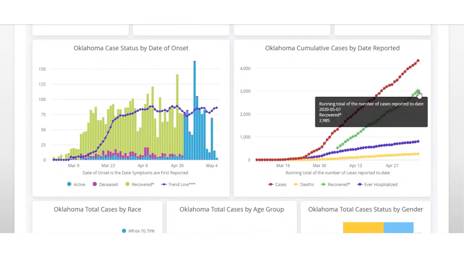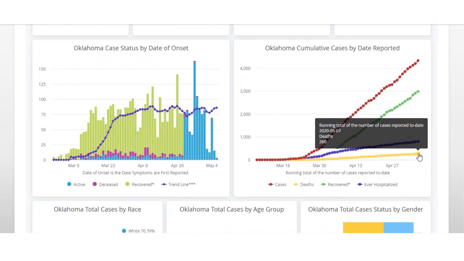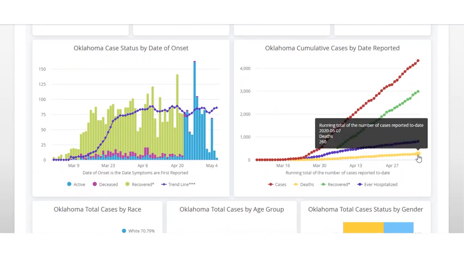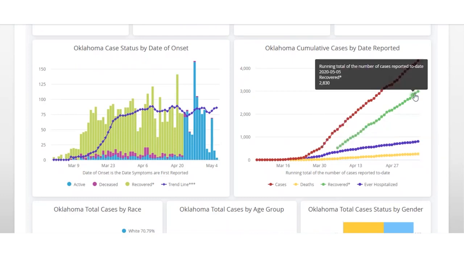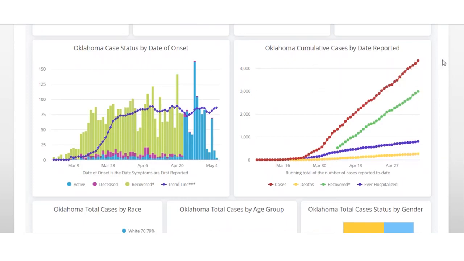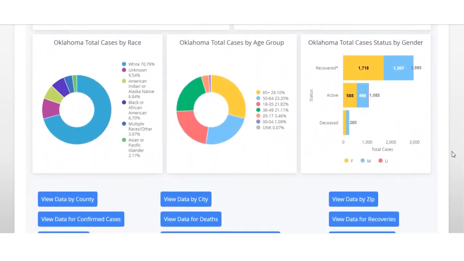You also have the running accumulated number of those that have recovered, the number of those that have ever been hospitalized, as well as the number of those who have died. Please note that on this graph, the lines will never have a downward movement. What we would expect to see as no new cases are identified, this line will level out and will be a flat line. As we scroll further down the page, we also provide demographic breakdown for Oklahoma's COVID cases.